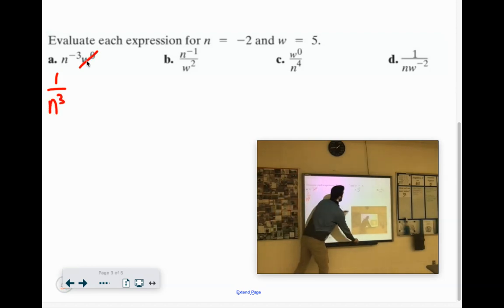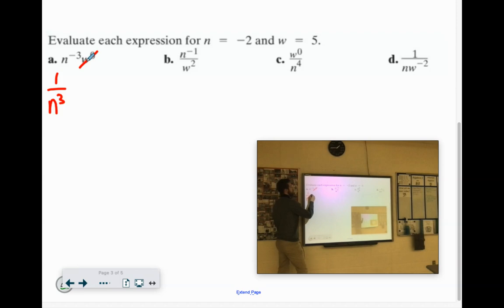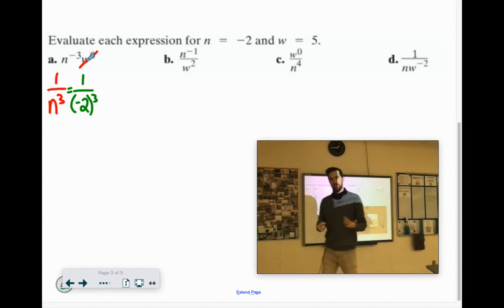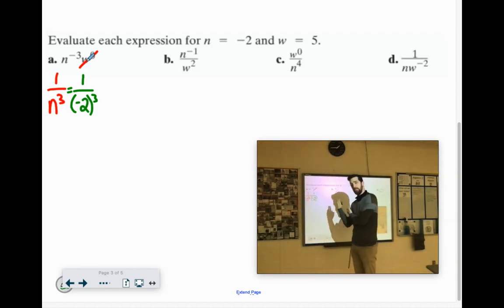So it tells us n is equal to negative 2. 1 over negative 2 to the third. Now, when you have a negative number to an odd exponent, like 3, it always comes out negative. If it's an even exponent, it comes out positive. So 2 times 2 is 4, times 2 is 8. So this would be negative 1/8.